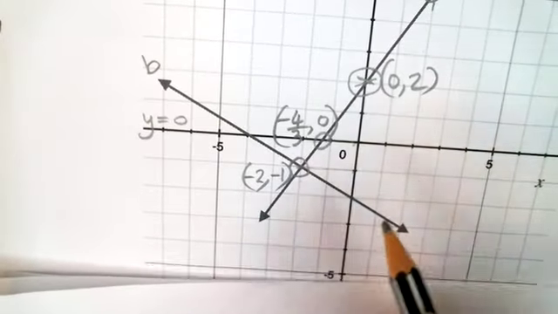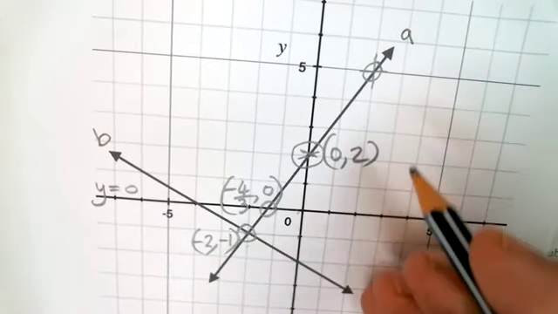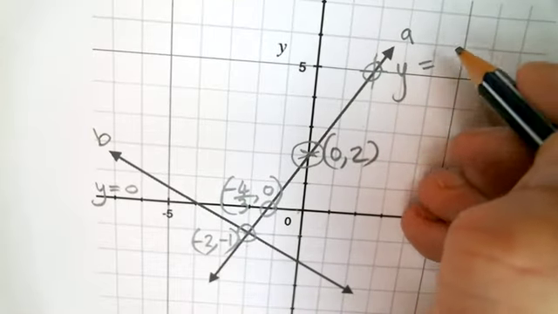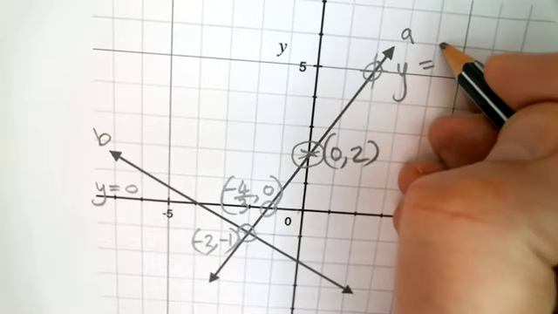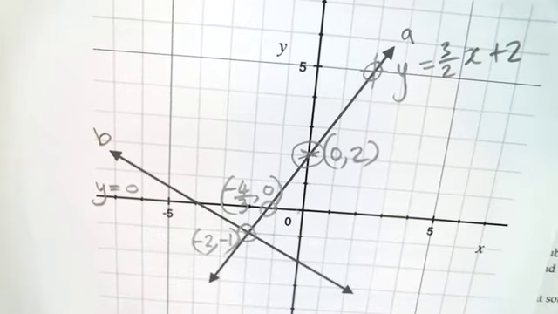So far we've got the equation of this line. I'm going to write the equation of that line in: y is equal to 3 over 2x plus 2. And in the next video, we're going to find the equation of the other line.